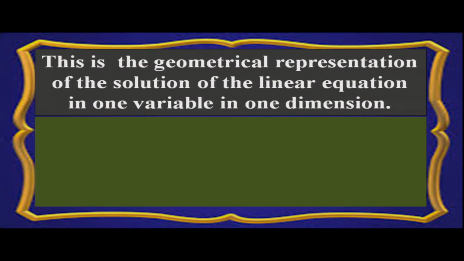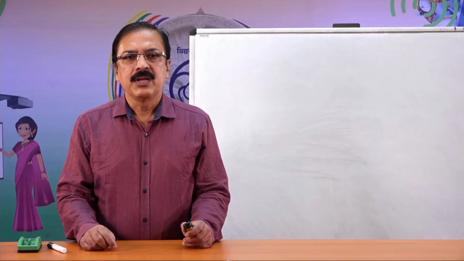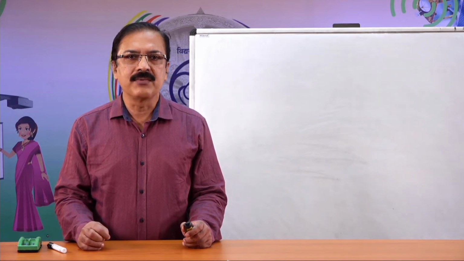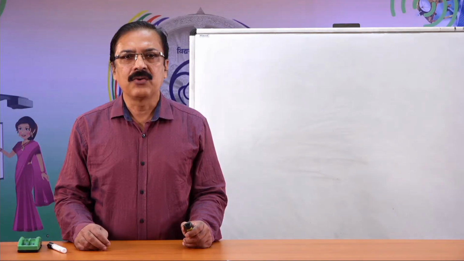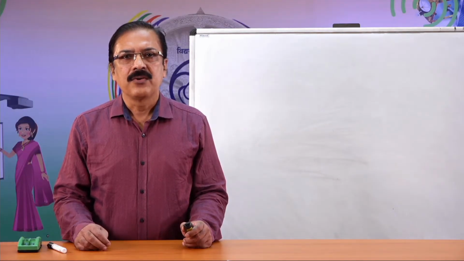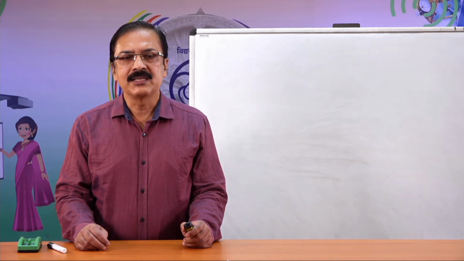Now let's see the geometrical representation of the solution of the linear equation in one variable, in one dimension, which we saw before. Now, in the case of a linear equation in two variables, it is not possible to represent its solution in one dimension, that means on a number line. Then what to do? We have to represent it on a Cartesian plane.